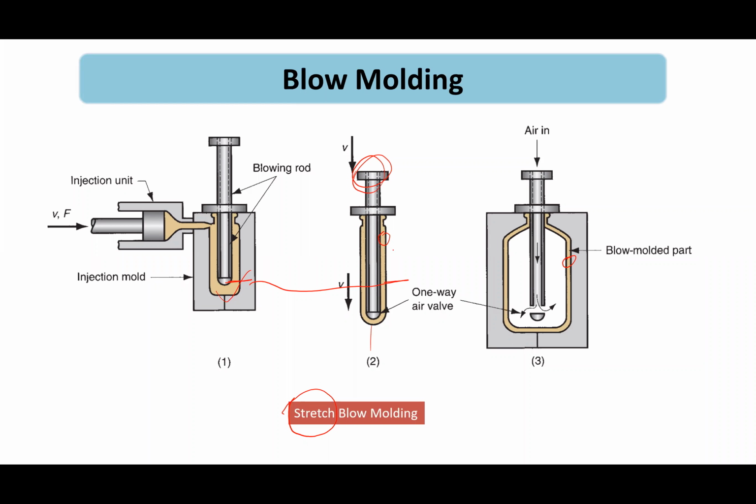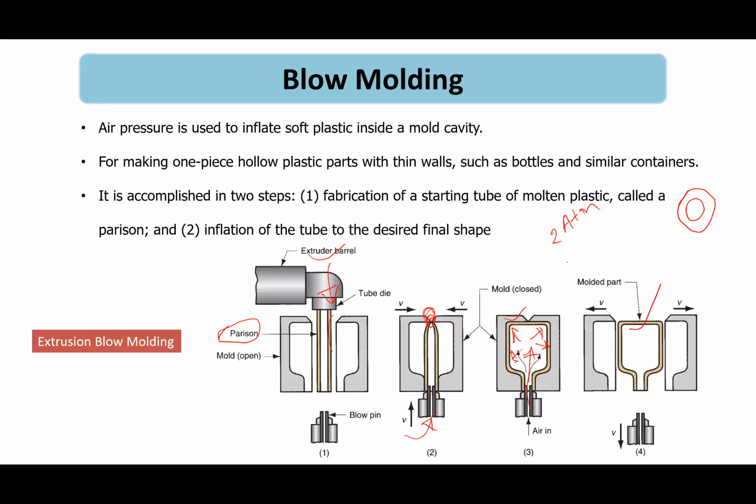Am I right? Yes, sir. In simple blow molding, the thickness of this tube is higher compared to the thickness of the final molded part because it is getting expanded. The material volume is the same, but if you increase the stress, then it will reduce the thickness, right?